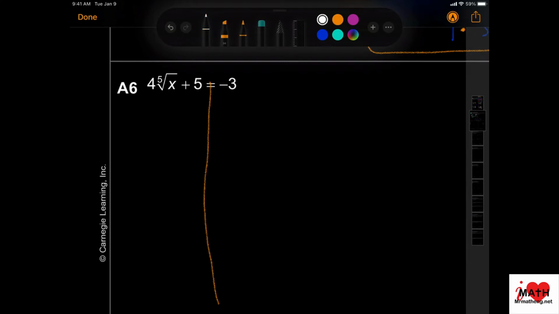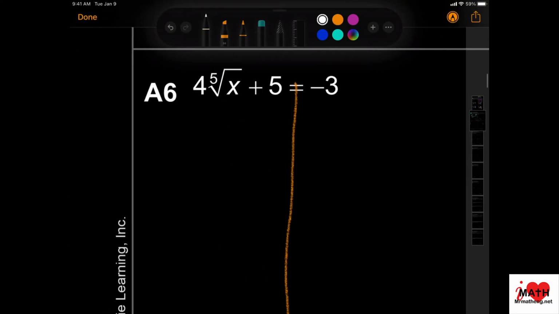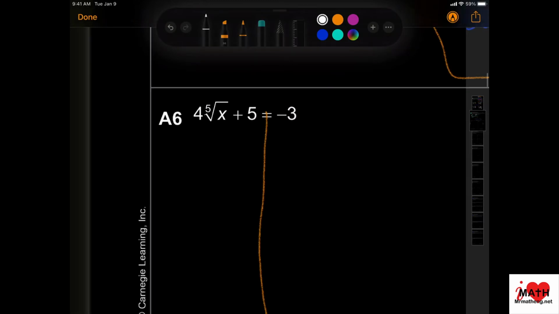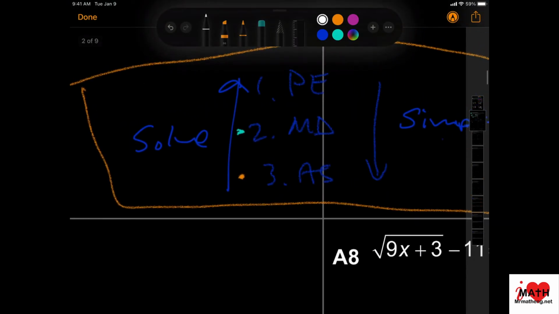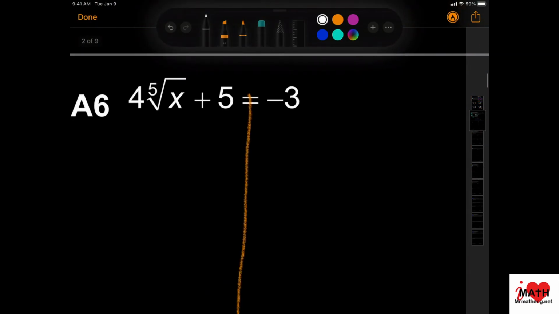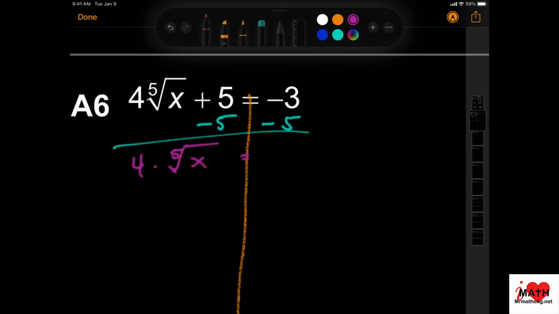Is it isolated? It is not, because I need to get rid of the 4 and the 5. Remember, you are solving, so do addition and subtraction first. So I'm going to subtract 5 here. You're going to get 4 times the root 5 x equals -8.